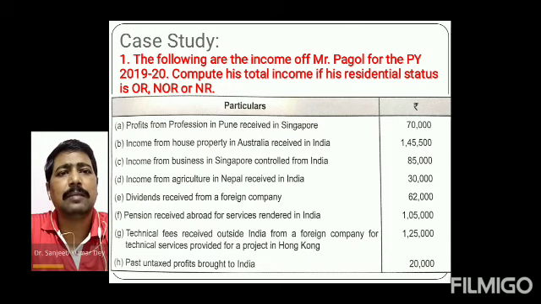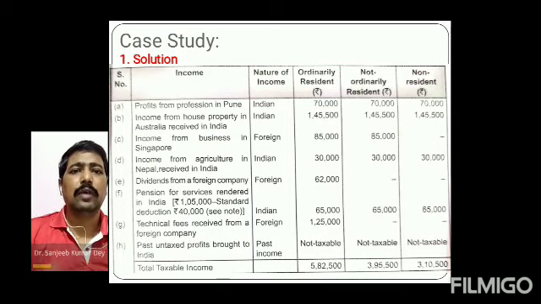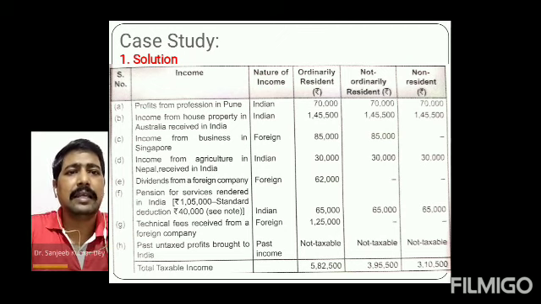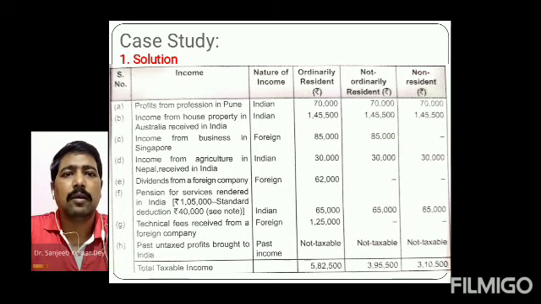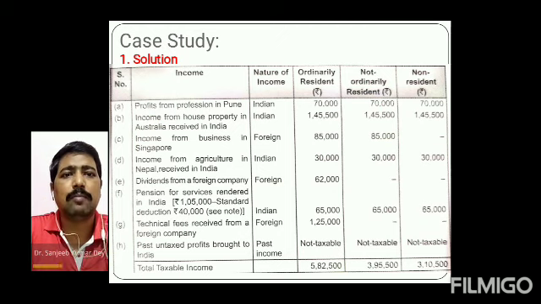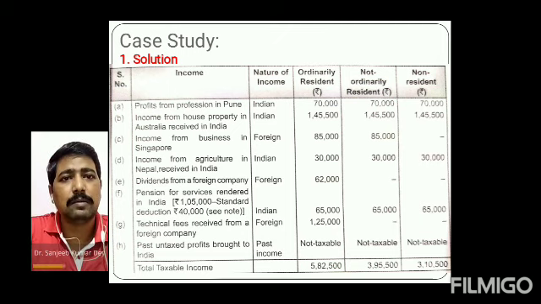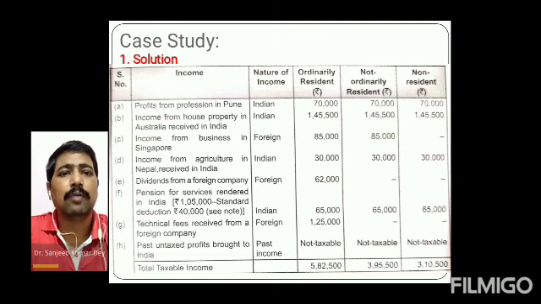Now, on that basis, you see the taxability solution. As we have already decided Indian income and foreign income, those incomes which are Indian are taxable for all, whether ordinary resident, not ordinary resident, or non-resident. But for foreign income, you see in the third one, income from business in Singapore, it is a foreign income and it will be taxable in case of ordinary resident. It is not taxable in case of non-resident, but in case of not ordinary resident it is also taxable because this business is being controlled from India.